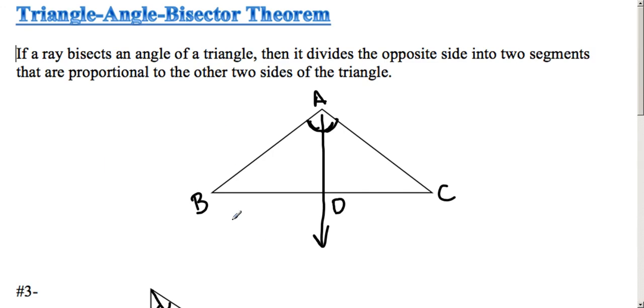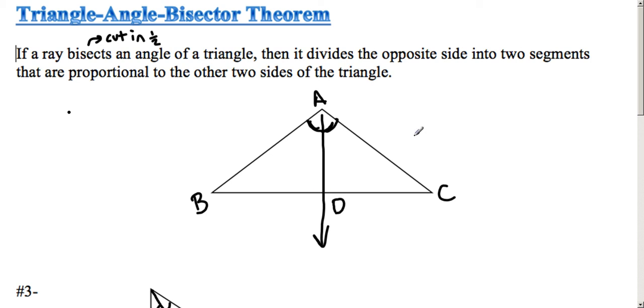All right, next theorem. The triangle angle bisector theorem says if a ray bisects an angle of a triangle, remember, to bisect an angle means to cut it in half, or to cut it into two congruent angles, then it divides the opposite side into two segments that are proportional to the other two sides of the triangle. So we've got a diagram here, triangle ABC. We've got an angle bisector AD.